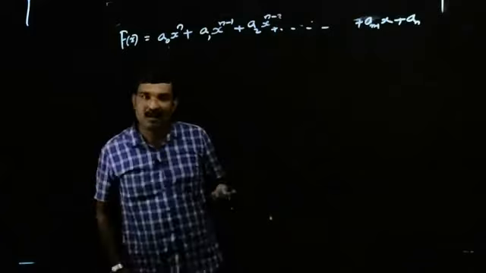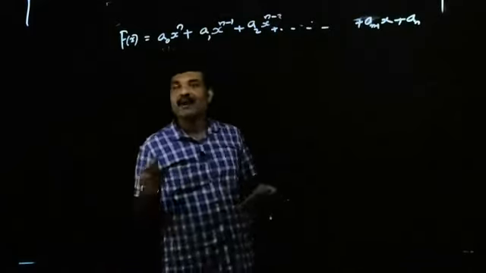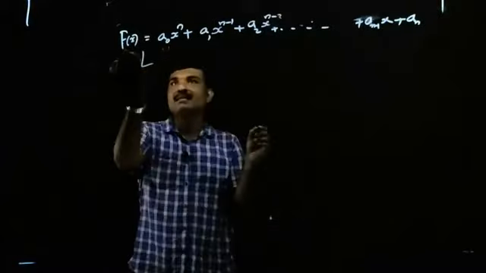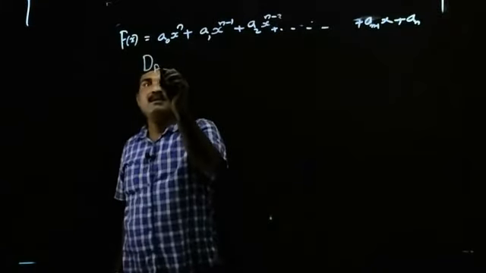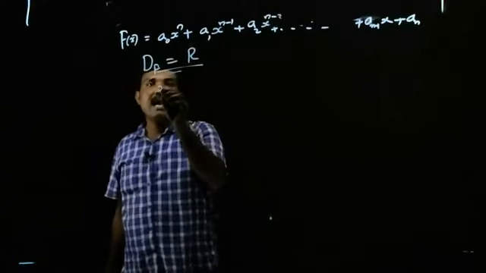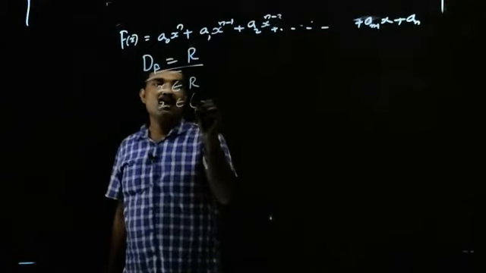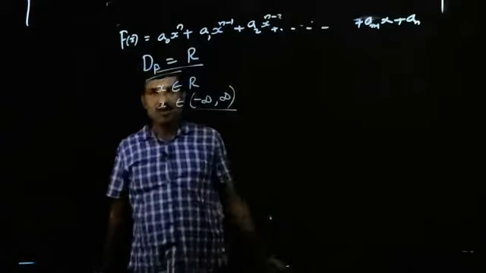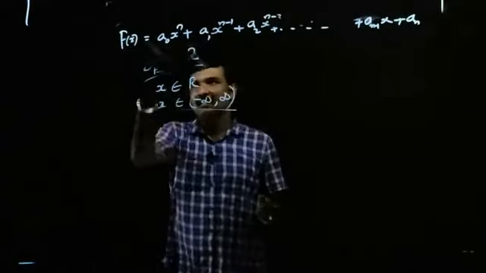For any polynomial function, whether a quadratic function, linear function, cubic function, or biquadratic function, the domain is always the set of real numbers. For this function, the domain belongs to R, right? That is the set of real numbers. That means x belongs to R. So we can say x belongs to R means the open interval minus infinity to infinity. So for any polynomial function, the domain is the set of real numbers.